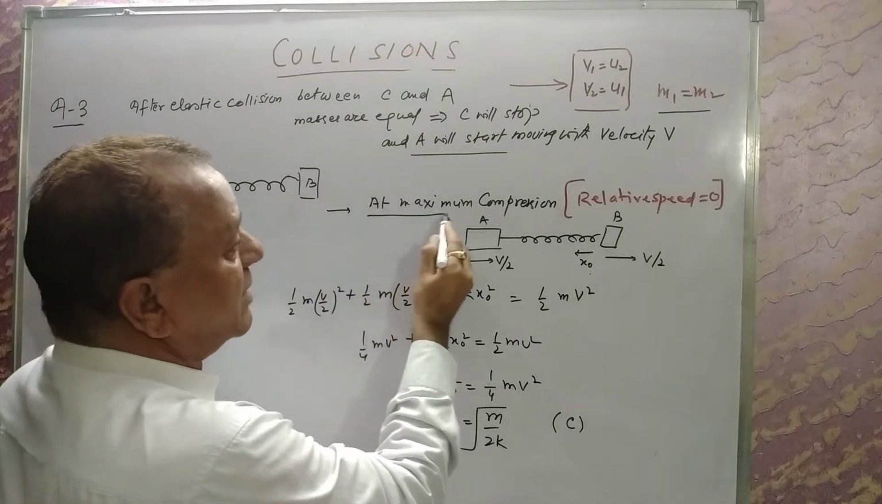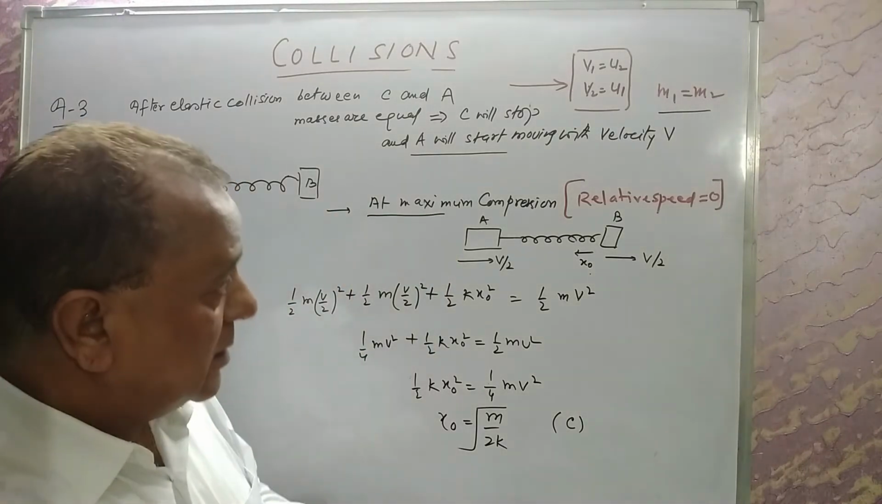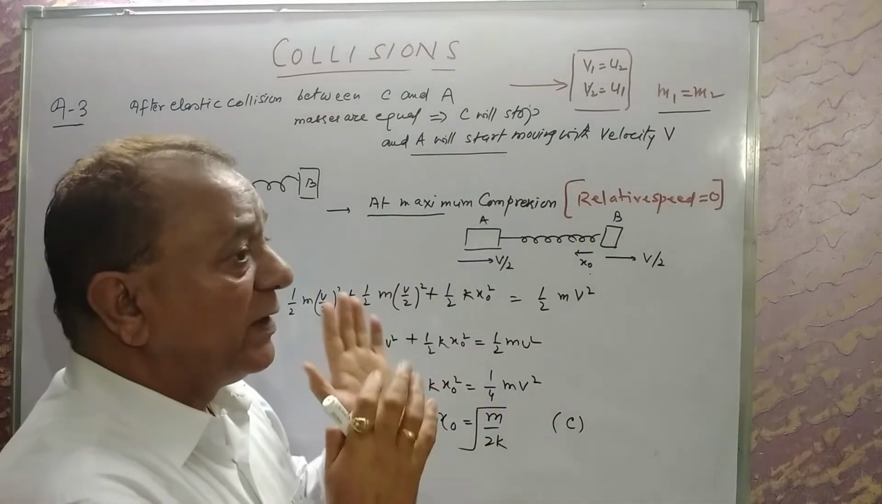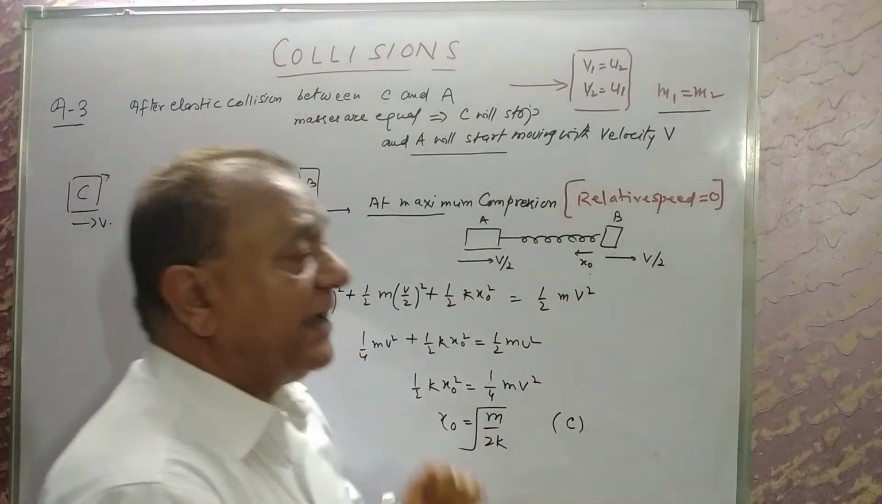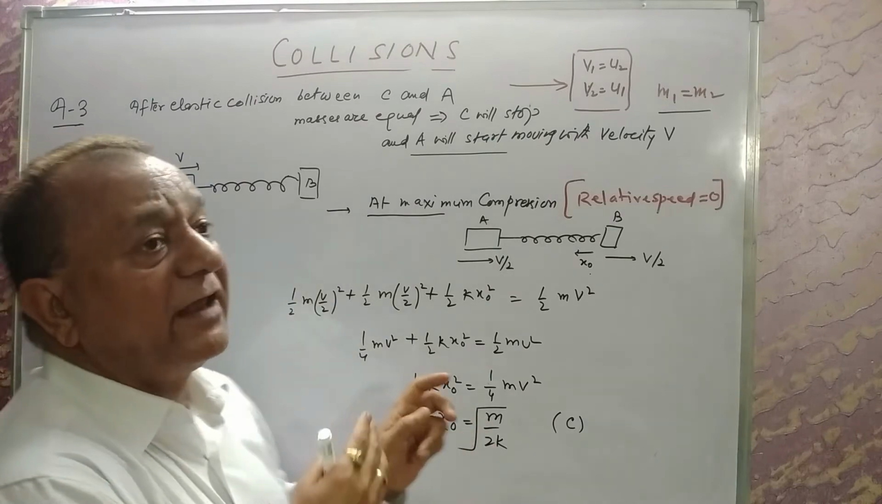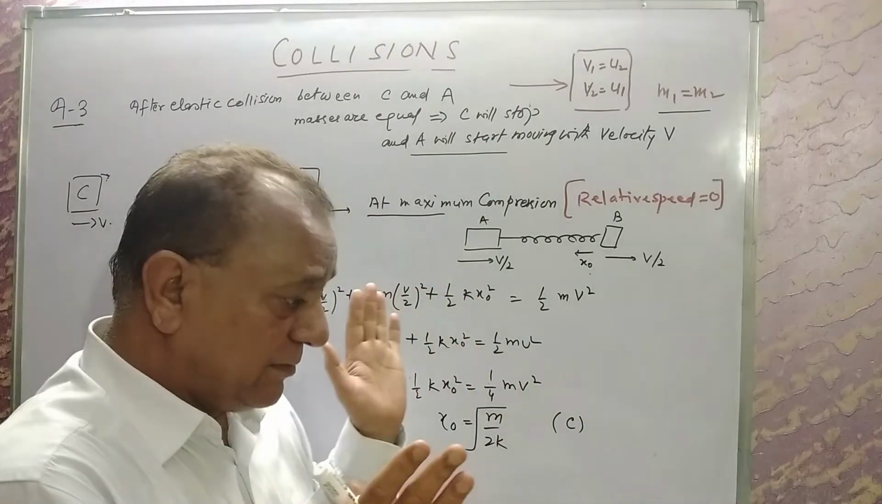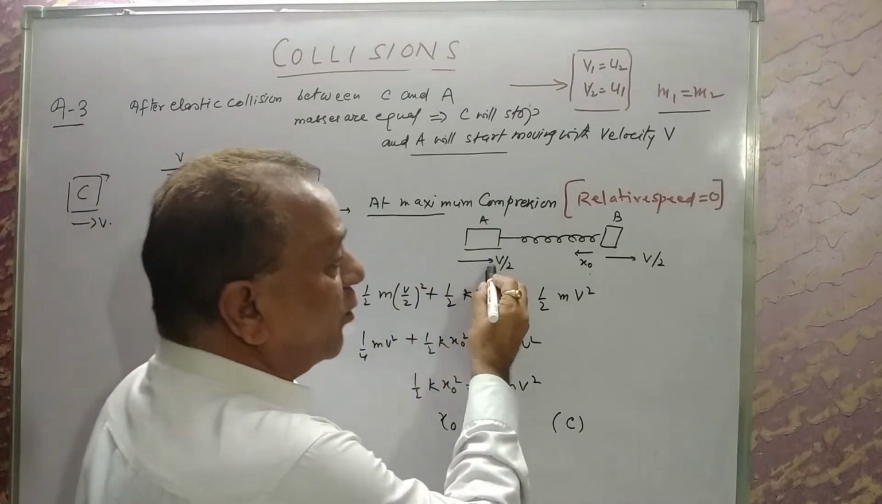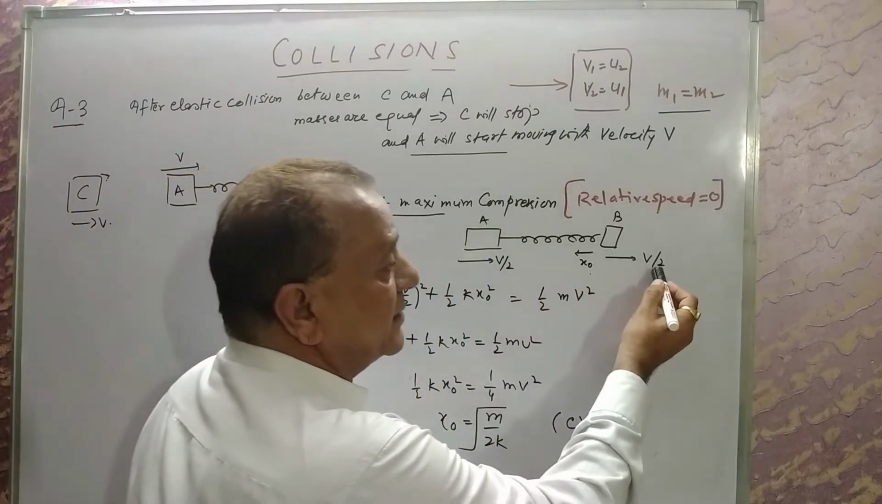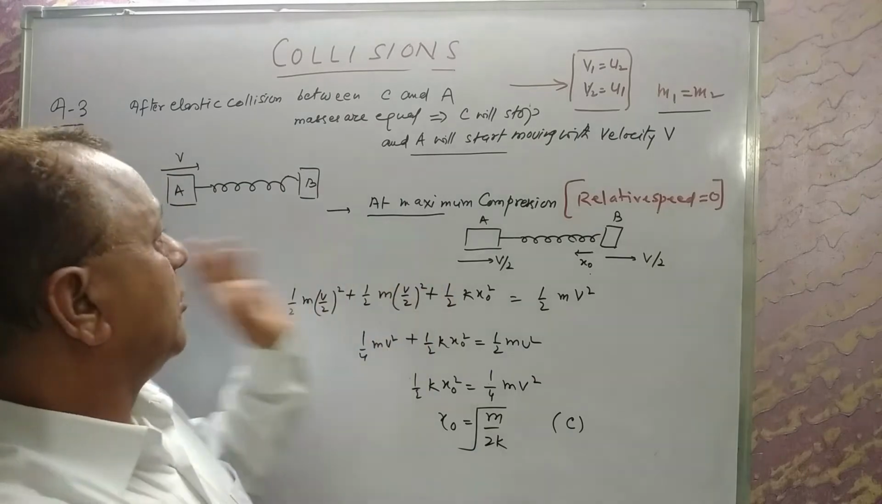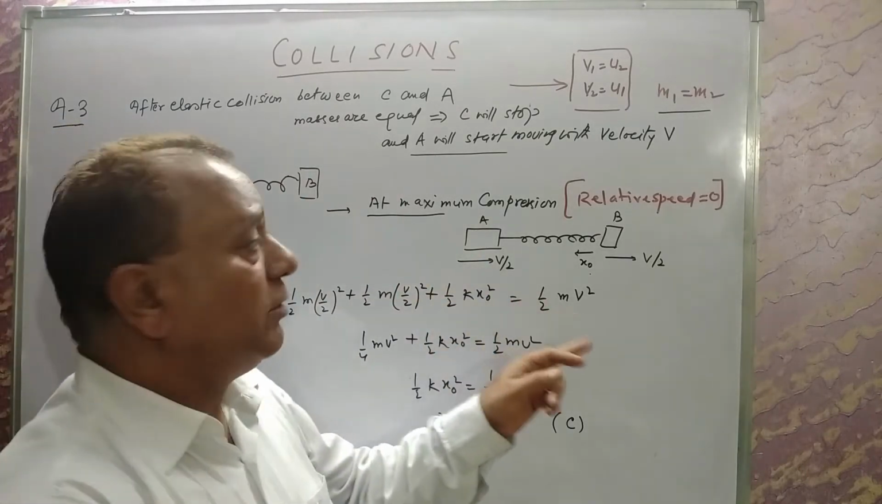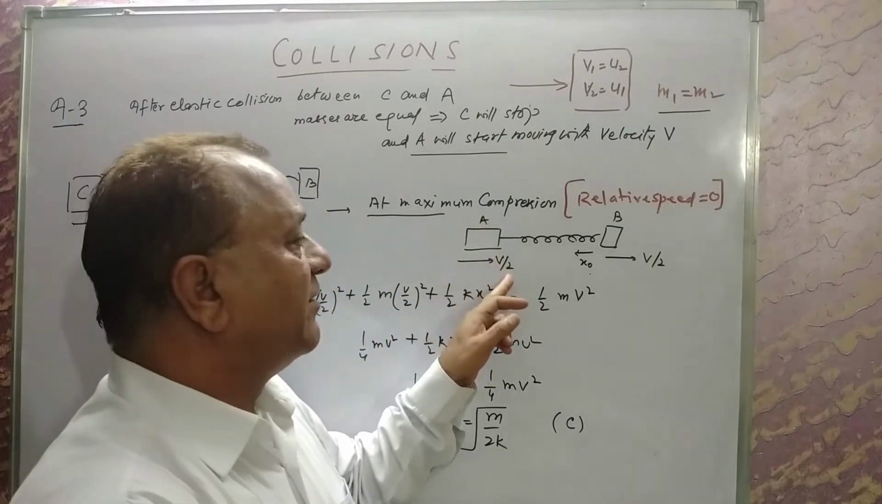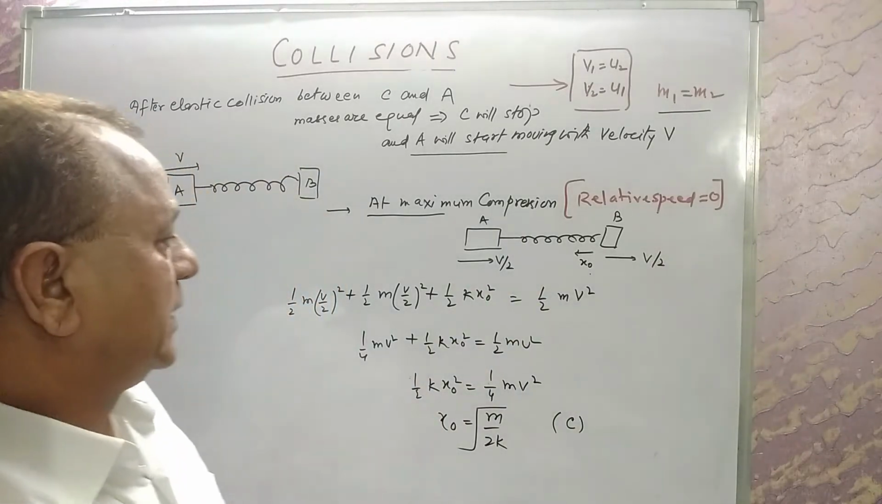At maximum compression, the two masses should be moving with the same velocity. Why? Because if there is a relative velocity between them, the spring will compress further. Therefore, there should be no relative velocity between them. That is, they should have the same velocities. So you have to conserve the momentum also. Therefore, each one of them should have velocity v by 2.